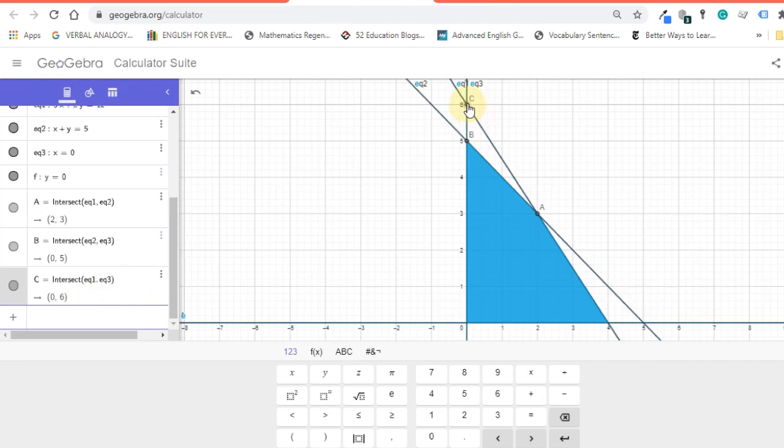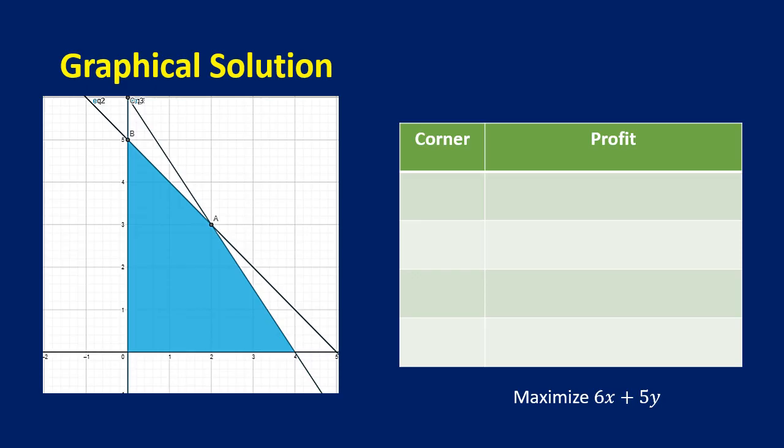You have (0, 6), but it's not part of our region. Okay, so we only want this point, A, B, this is C, and then (0, 0). From our corner points, we will now determine which one will give us the maximum profit.